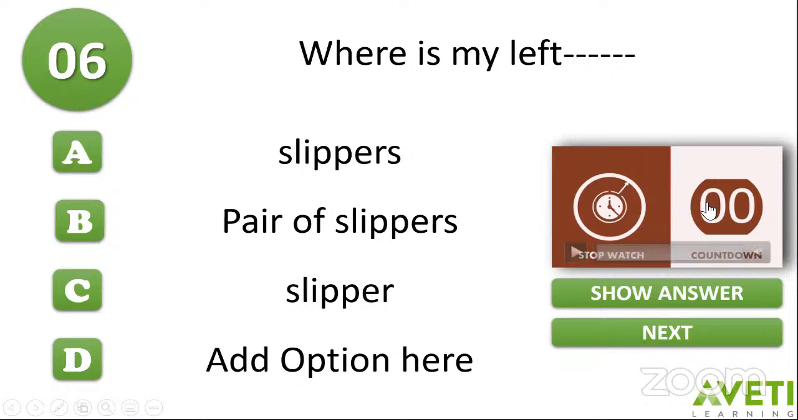Please, you try first, then I'll give you the right answer. So your countdown begins now, children. Please type in the right answer. All right. So let me tell you the right answer. Here the right option is option C. Where is my left slipper?